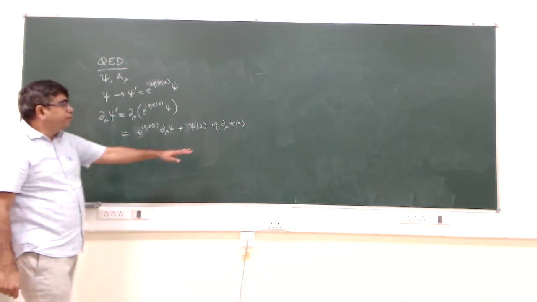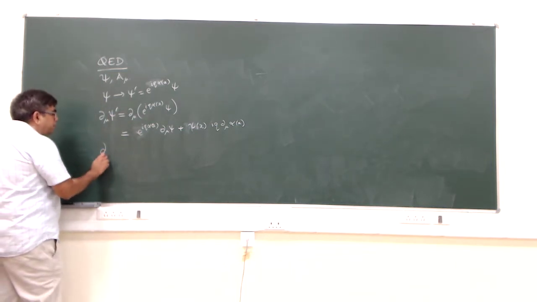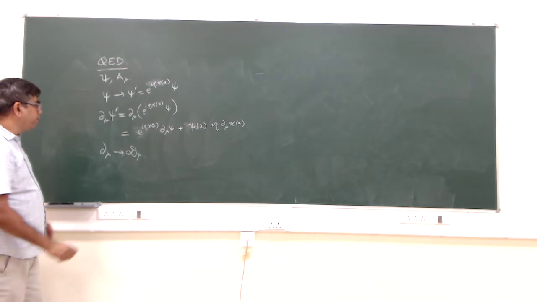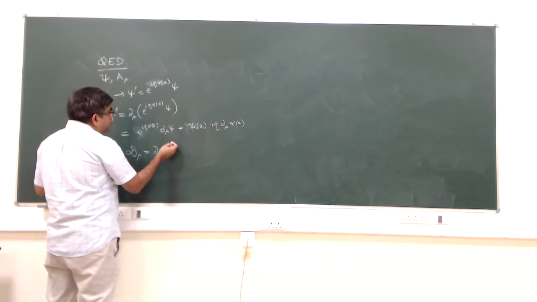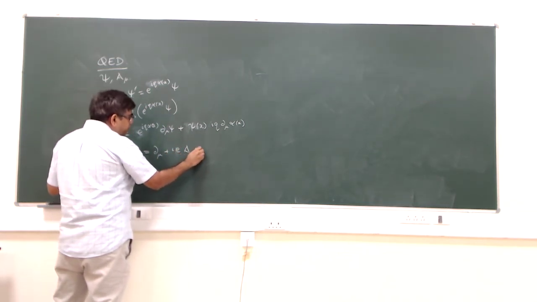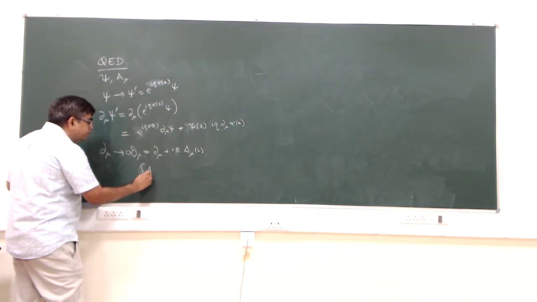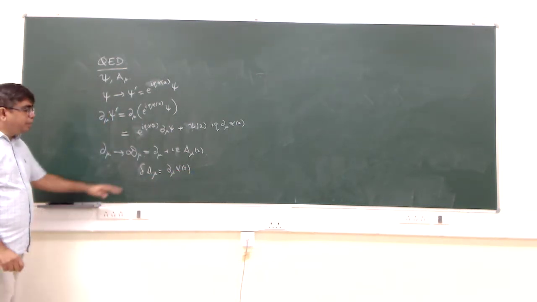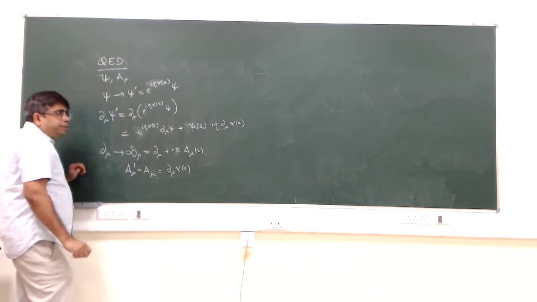There is a term which is the derivative of the gauge parameter. Now you want to get rid of it. You get rid of it by going from del mu to capital D mu through minimal coupling, is equal to del mu plus i, I should put a coupling constant also, g or e, A mu. So that delta A mu of x transforms as del mu alpha of x. Delta A mu is A mu prime minus A mu, equal to del mu alpha.